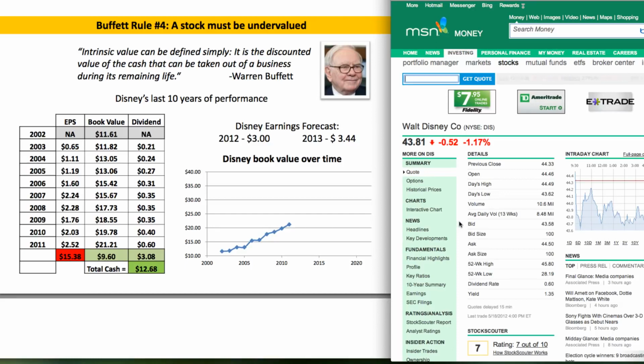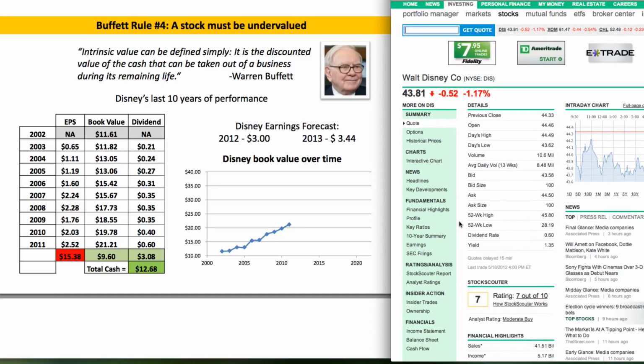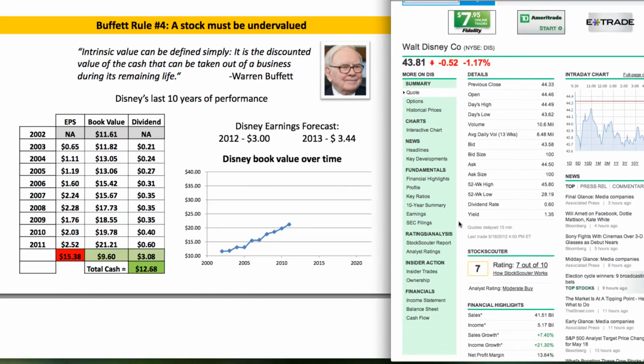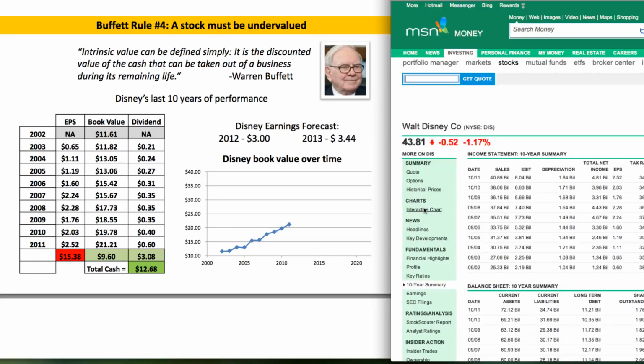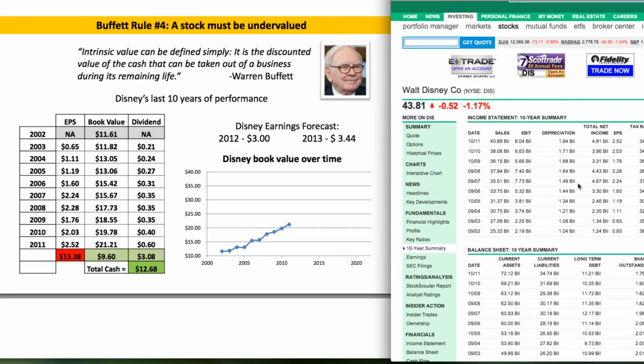And so the first thing that we're going to look at is the trend for the earnings per share over the last 10 years. Okay, so we hit this 10-year summary, and when you click on that, it brings up our chart, and we can see that the earnings per share over the last 10 years are right here. So we got $2.52 in 2011, $2.03, and it just keeps on going down. And you can see I have all those numbers input into this chart over here on the left. Now I left 2002 blank because we're using that year as a baseline value for the book value.